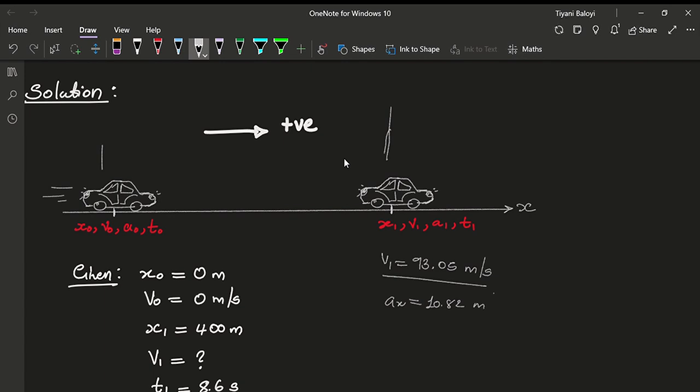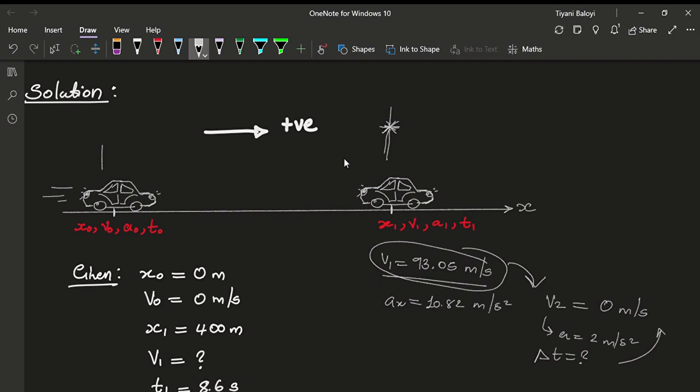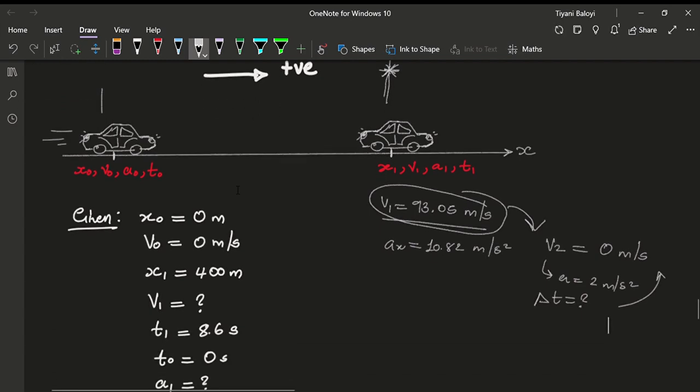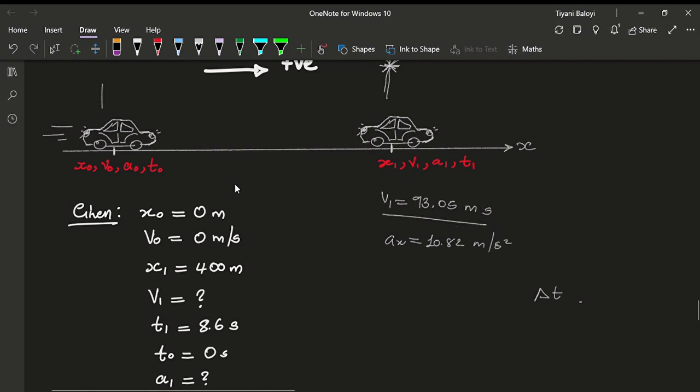But when the car reaches this point here, it starts slowing down. So this velocity will decrease until it reaches v2, which is equal to 0 meters per second. The acceleration at which this happens is 2 meters per second squared. So after how many seconds will this happen, where v2 is equal to 0? That's what we want to understand. Let me just erase this. This is just an explanation, so we'll write this properly.